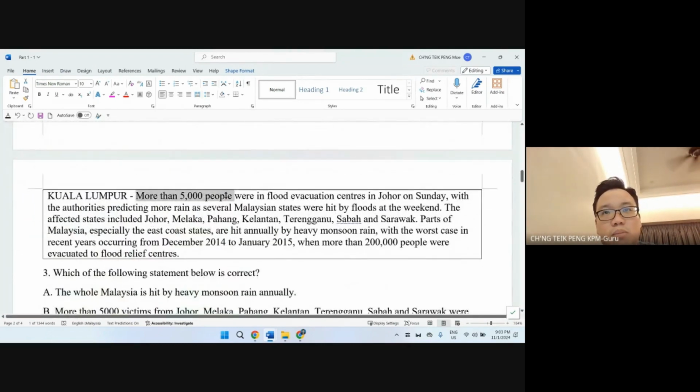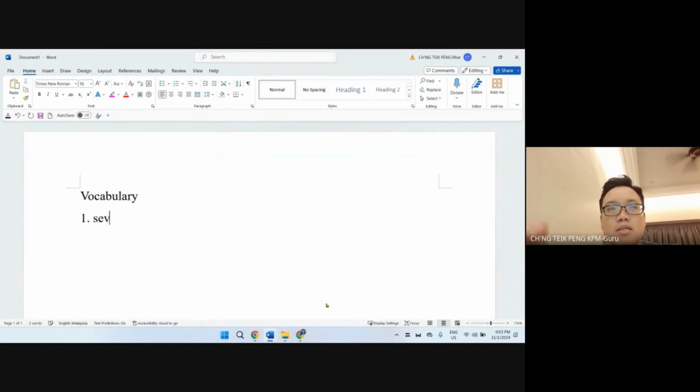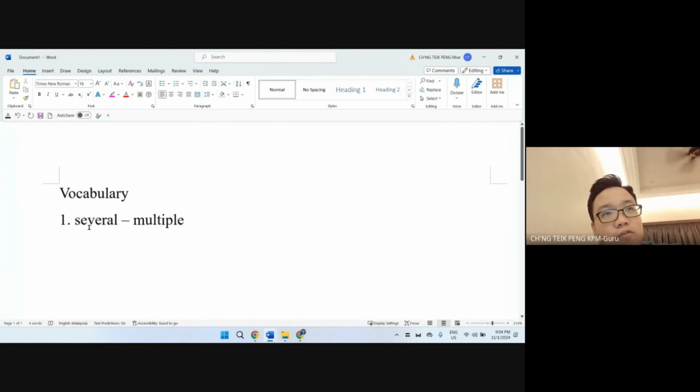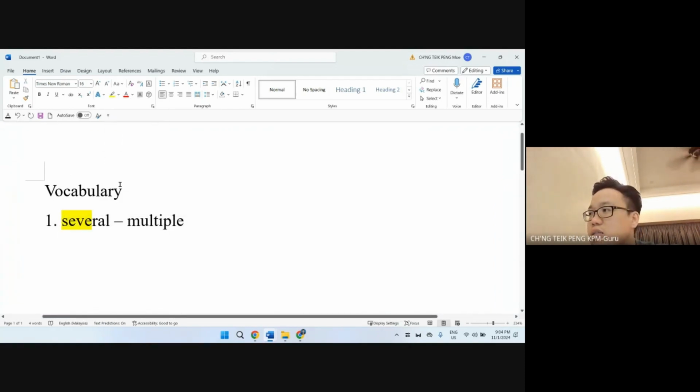More than 5,000 people were in flood evacuation centers in Johor on Sunday, with the authorities predicting more rain as several Malaysian states were hit by floods at the weekend. So several Malaysian states, like negeri. Several means multiple. Okay, multiple is like more than one. And we don't pronounce the "ver" in several. This is one syllable. Seven, seven.